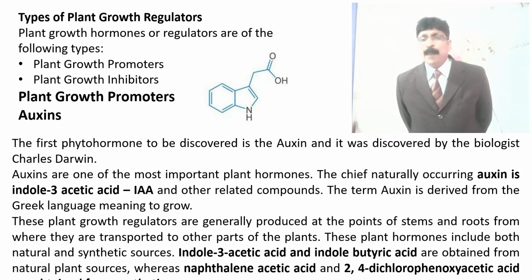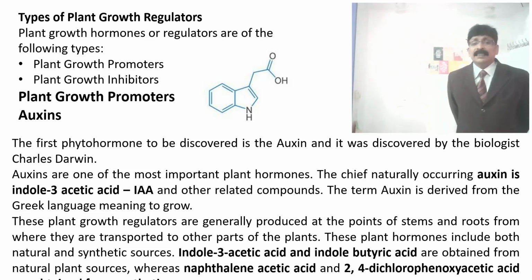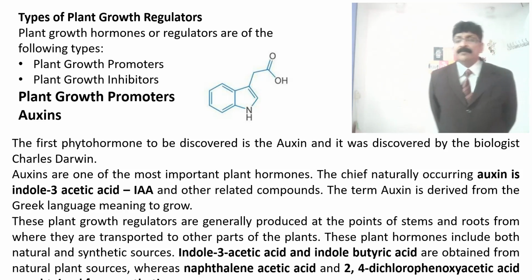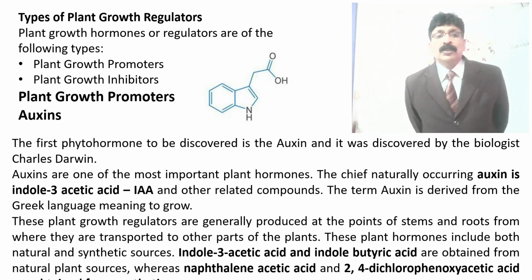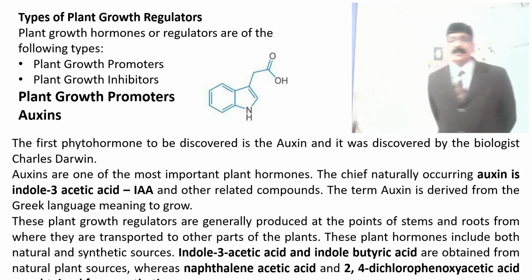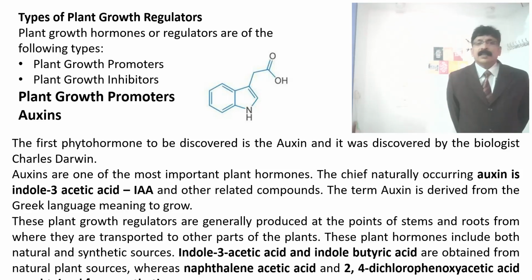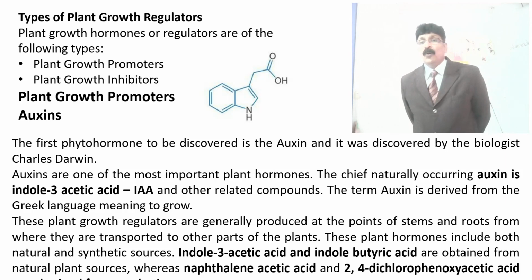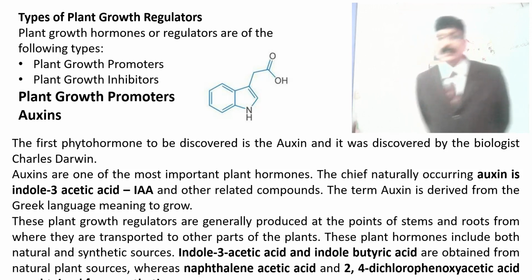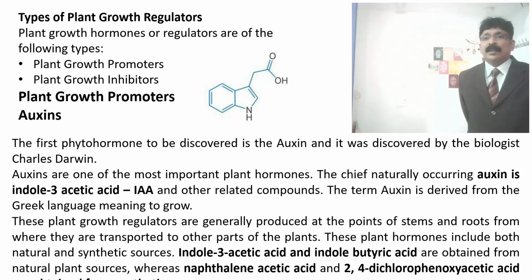These plant hormones include both natural and synthetic sources. Indole-3-acetic acid and indole butyric acid are obtained from natural plant sources, whereas naphthalene acetic acid and 2,4-dichlorophenoxyacetic acid are obtained from synthetic sources.